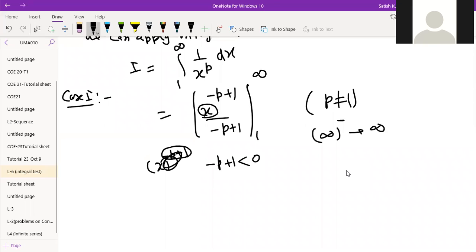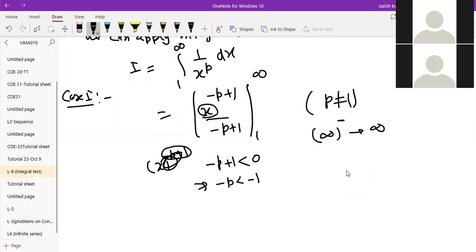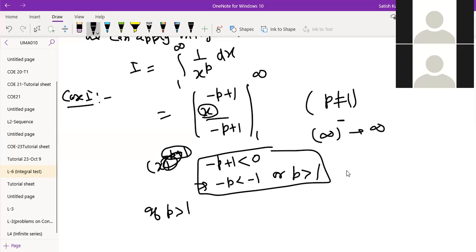At 1 it is defined; the problem is at infinity, but if the power of infinity is negative, then even then it is defined. So the meaning is, if minus p plus 1 is less than 0, and minus p is less than minus 1, and p is greater than 1, then within this case this integral converges to a finite value, that means this integral is convergent.